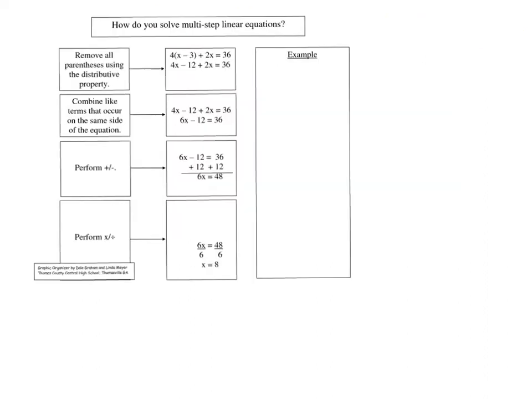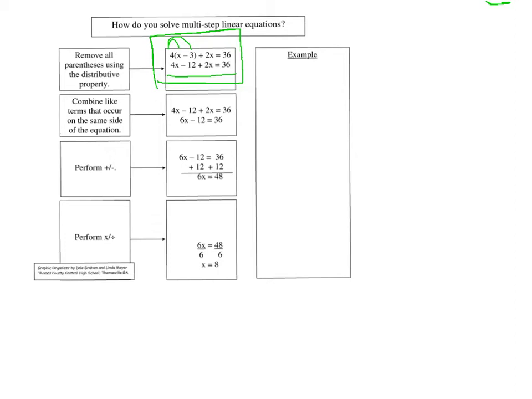Here we have a step-by-step algorithm for solving this problem: 4 times the quantity x minus 3 plus 2x equals 36. First, we apply the distributive property. If you see it here, it's 4 times x and 4 times negative 3. That gives us 4x minus 12 plus 2x equals 36. From there, we want to combine any like terms that occur on the same side. So here we have a 4x and a 2x. We know that becomes 6x because 4x plus 2x equals 6x. And we didn't do anything to the negative 12, so we just bring that down.